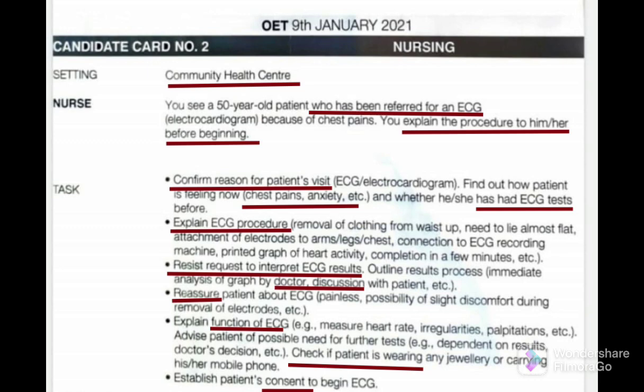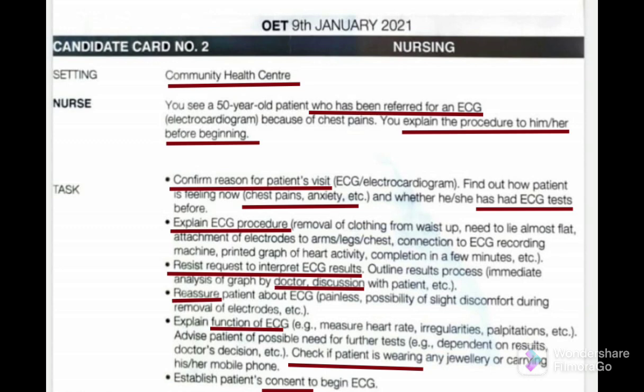What you can do is underline the main parts, the main topics. For example, underline confirm reason, then ECG. Then when you are doing the role play, it will be easy for you to have a quick look and explain. So confirm ECG. Then find out how the patient is feeling now, chest pains or anxiety, etc., and whether he has had an ECG test before. So you can underline find out, then chest pain and anxiety, then had ECG before. Just in that way.